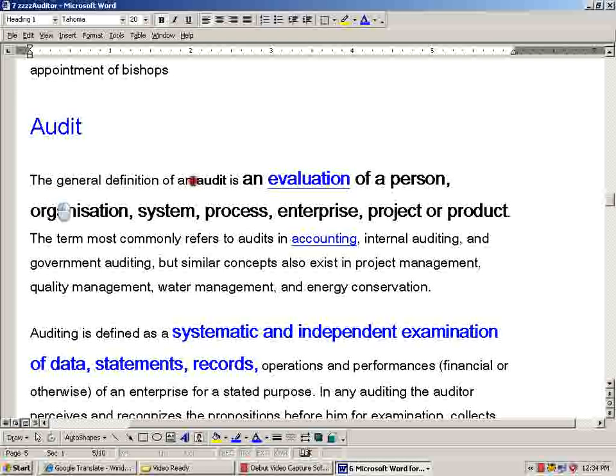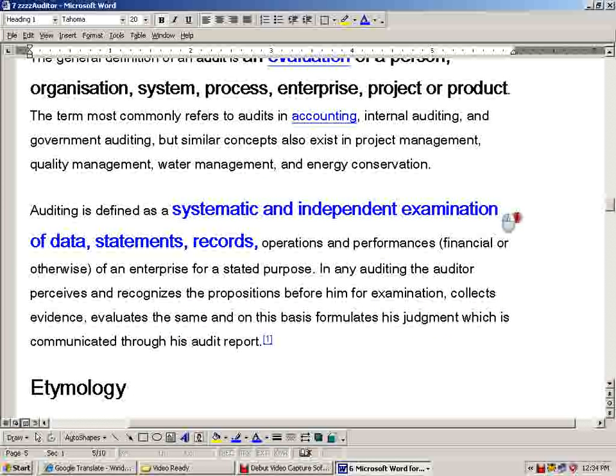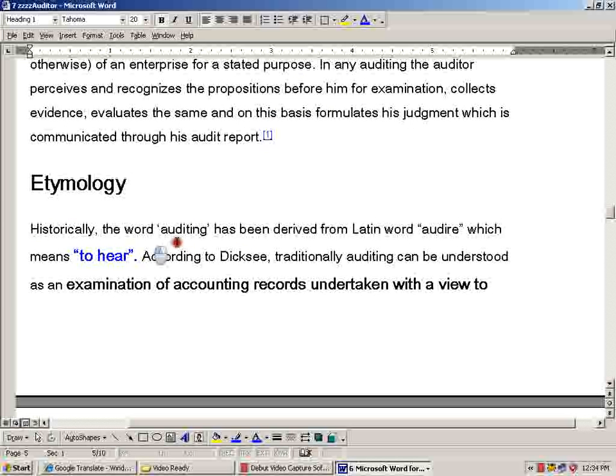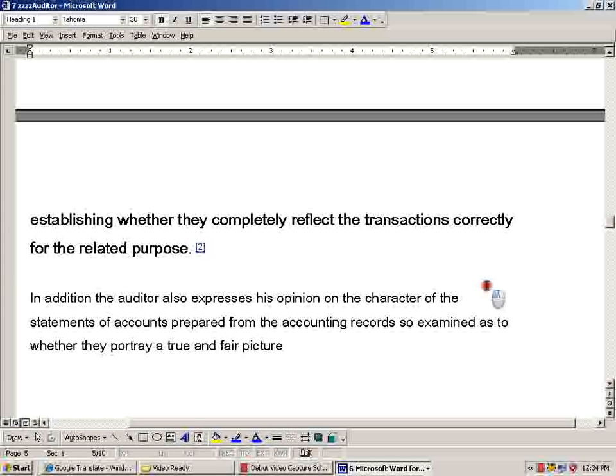What's an audit? The general definition of an audit is an evaluation of a person, organization, system, process, enterprise, project, or product. Systematic and independent examination of data, statements, or records. Well, that's what they're supposed to be doing. Historically, the word auditing had been derived from the Latin word which means to hear, according to Dixie. Traditionally, auditing can be understood as an examination of account records undertaken with a view to establish whether they completely reflect the transaction correctly for the related purpose.